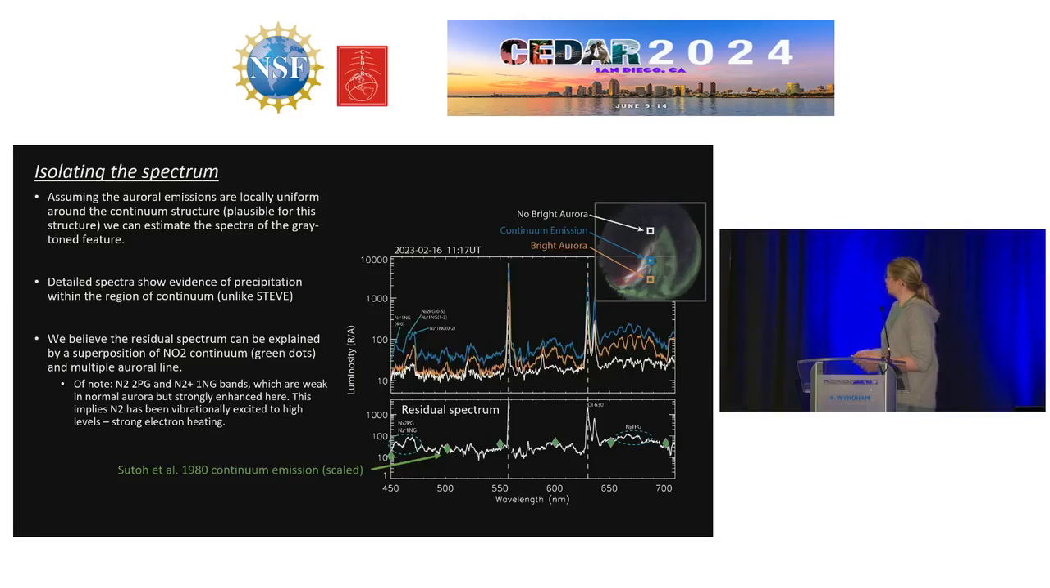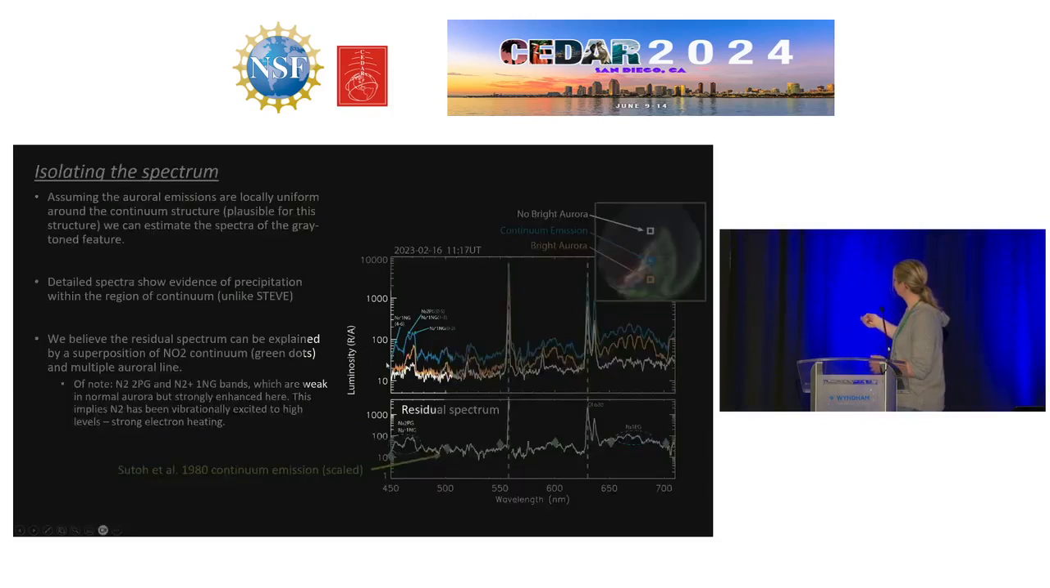Okay. So what's causing the gray toned emission? That's the million-dollar question. With Steve, we were able to just isolate the spectrum pretty clearly, and it was very clearly full continuum. It's a little bit more complicated when we've got things embedded in the aurora, and the aurora is very dynamic as we're trying to go through this. And so here's our first crack at it. It's a little bit complicated.